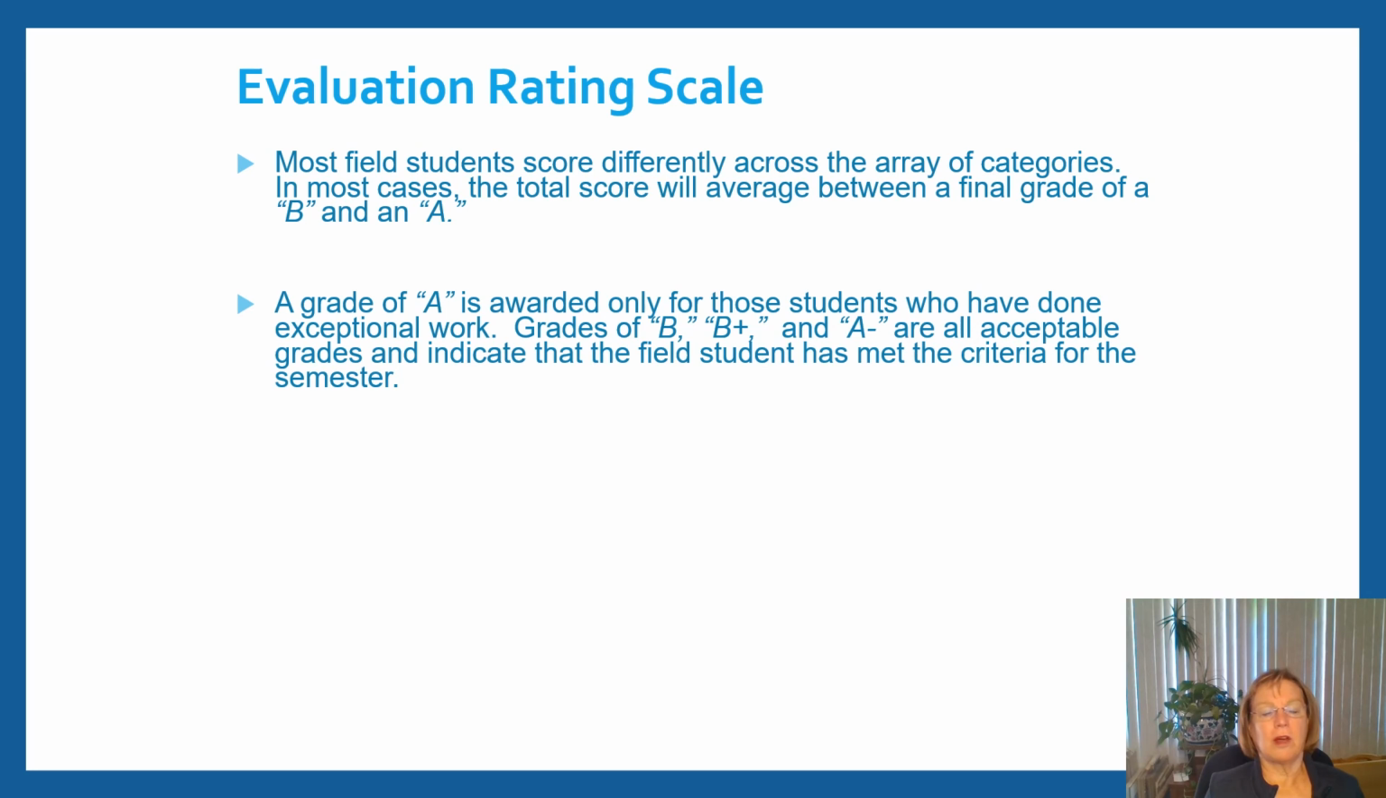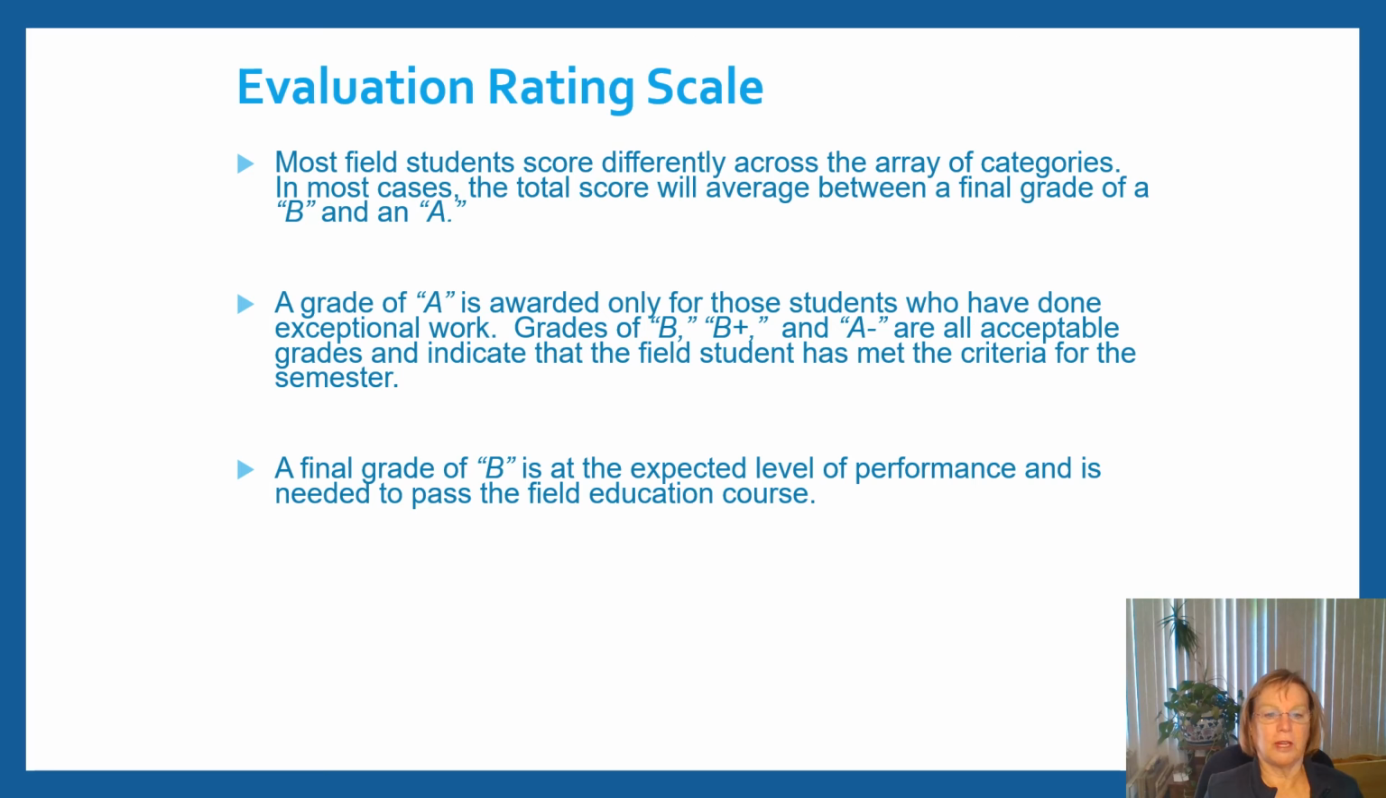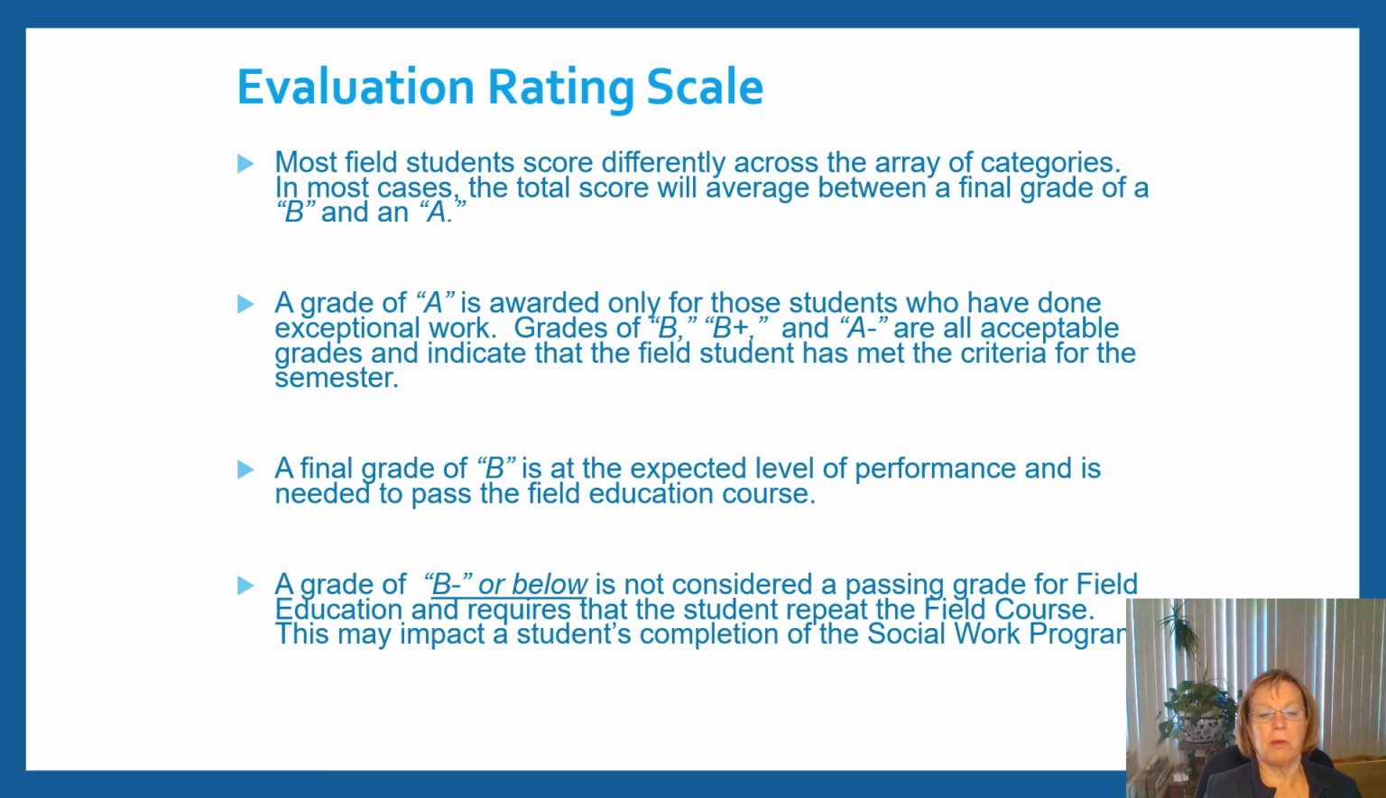Most students get between a B and an A. Some students feel that field should be an easy course and everyone gets an A, but that's not true. Really, only the students that are exceptional should get an A. A final grade of B, B plus, A minus are all perfectly acceptable, but if they get a B minus or below, then they've not passed the course. Both the field courses require a B or better, and so do our social work practice methods courses.